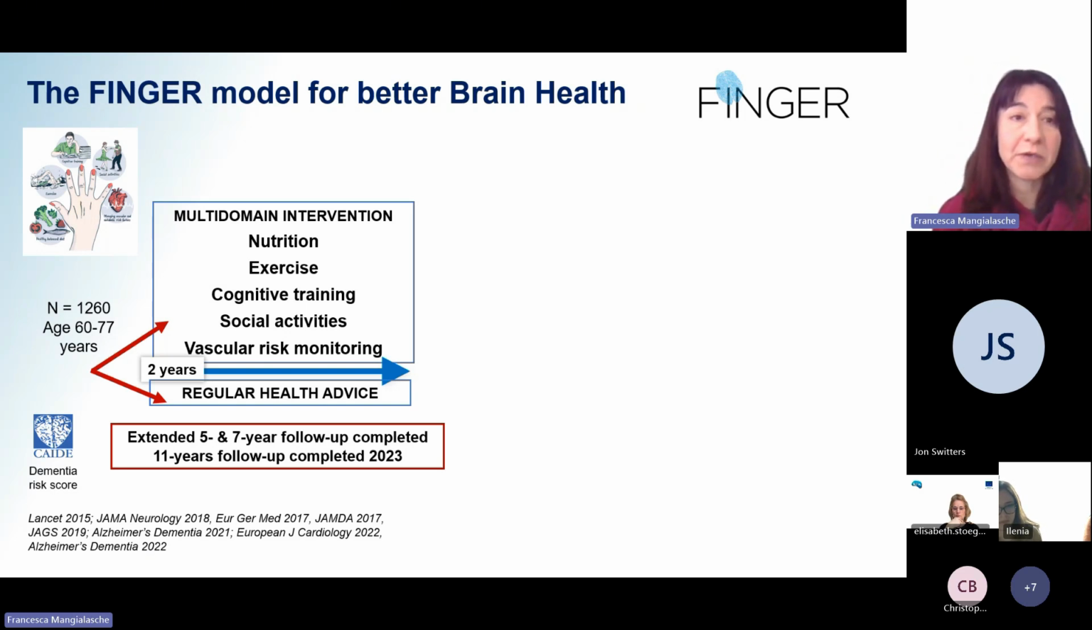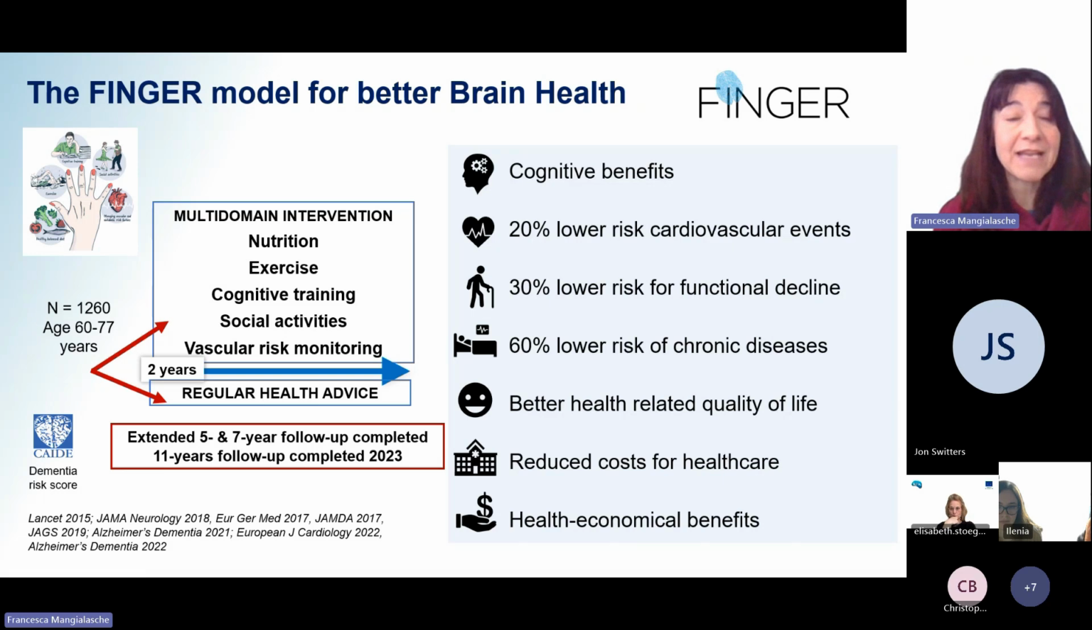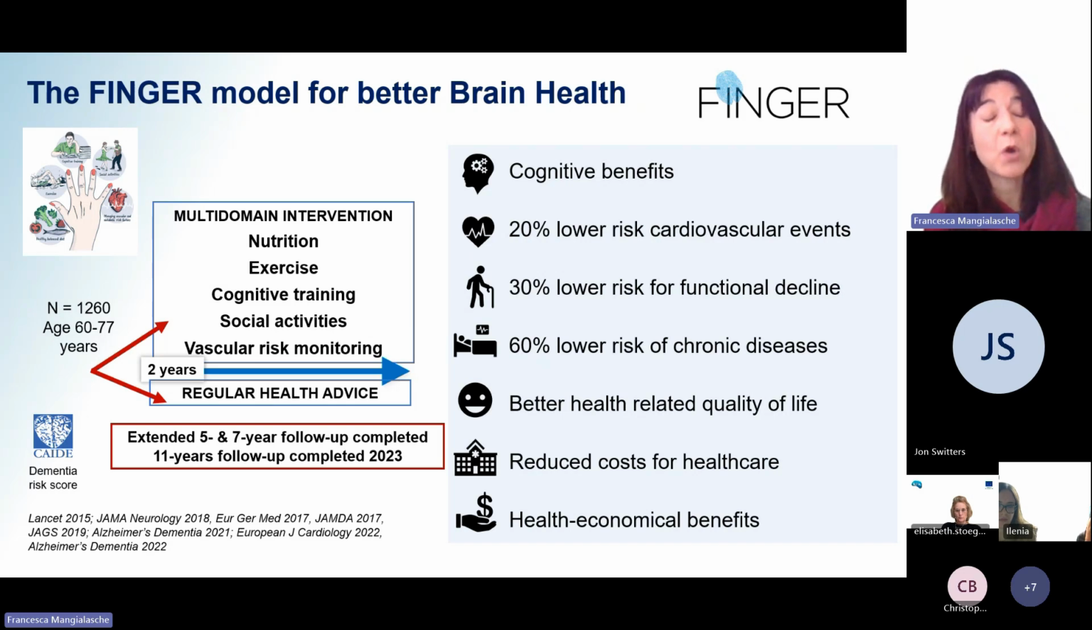Now, the first good result of the 2-year intervention was that there were no severe adverse events, and the dropout rate was 14%. This means that in this age group, it's feasible to promote a healthier lifestyle, and they can keep up with it, at least in the medium short term of 2 years. By looking at the results of the trial, we could see that the intervention was associated with several benefits. Benefit on cognition: we measured improvement in global cognition and specific cognitive domains that are important to maintain independence in daily life. But there were also other beneficial effects, like lower risk of cardiovascular disease, lower risk of physical decline, lower risk of developing new chronic disease and being hospitalized, and people experienced a better self-perceived quality of life.